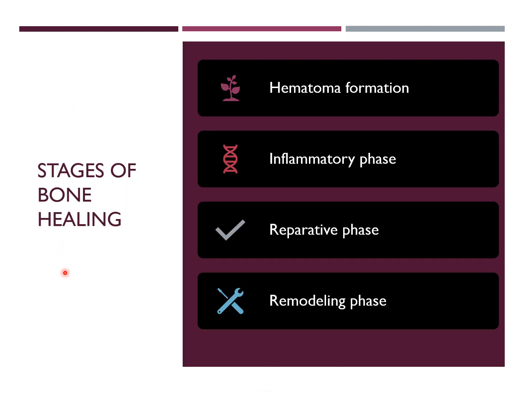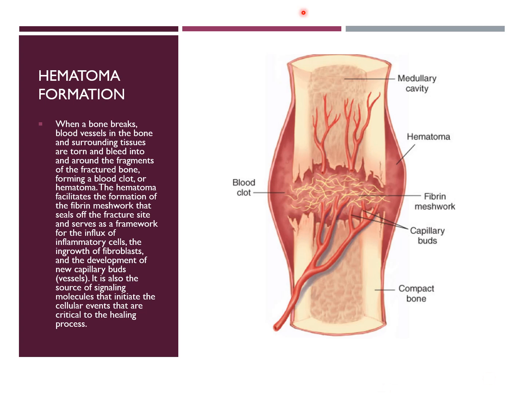Okay, so I mentioned we're going to talk about the stages of bone healing, and you'll see why some of those goals of treatment of fracture are so important here. But there are 4 main stages of bone healing: hematoma formation, the inflammatory phase, reparative phase, and the remodeling phase. So we'll talk about each of those. So here's our hematoma formation phase.